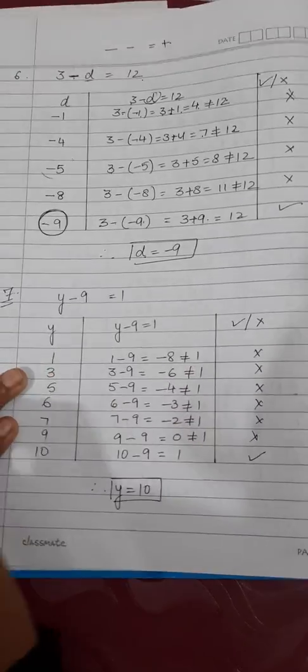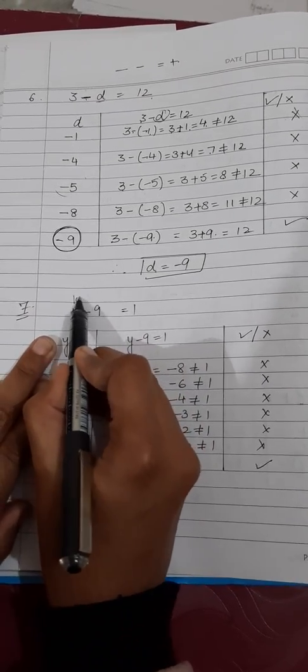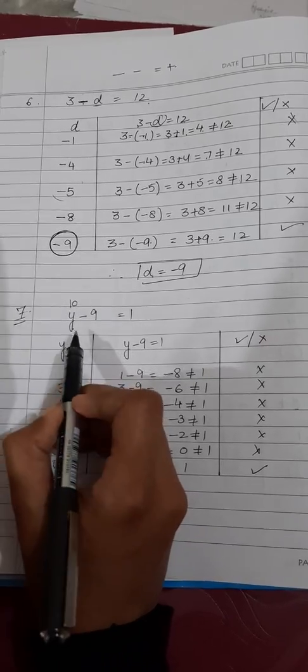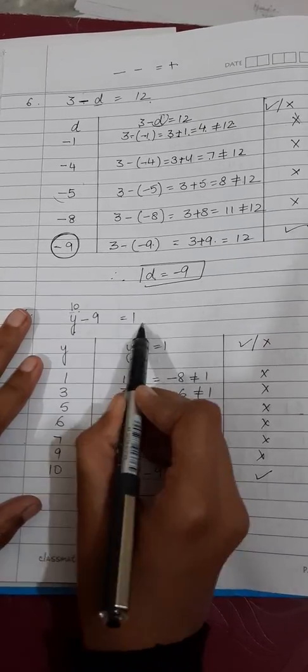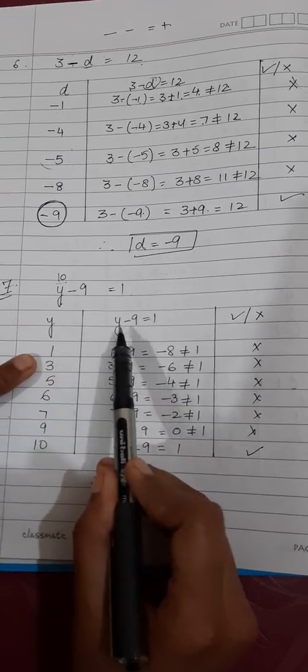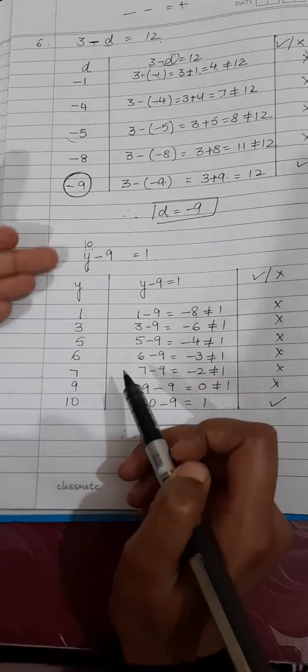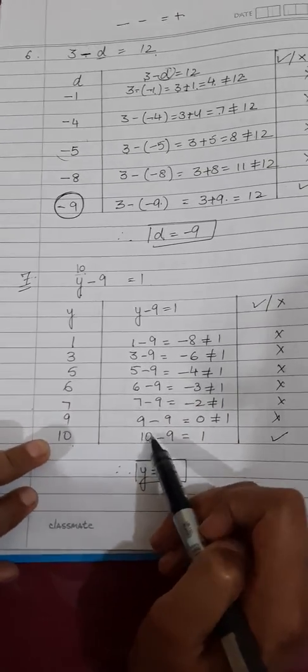Seventh part. Now this is very easy. You all know that if I place 10 at the place of y, that is going to give me 1. Just keep on going like this. Place different values of y. Start putting 1, 3, 5, any numbers you want to put till the time you are getting the right answer.